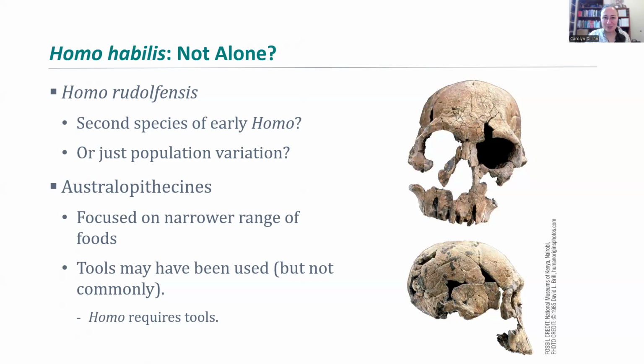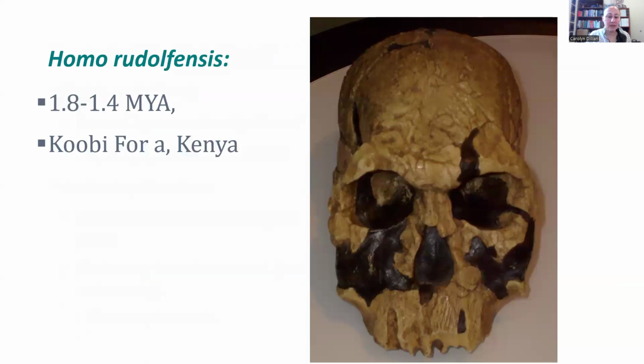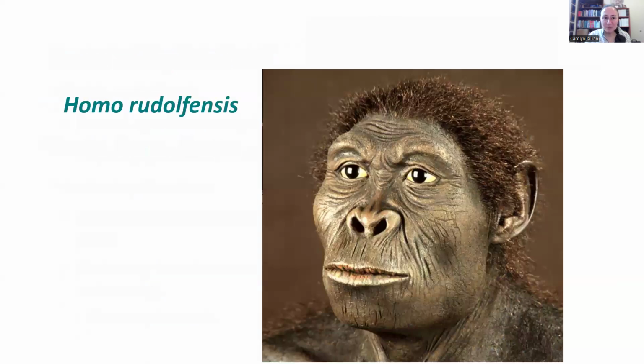The question is, were some of these other genera, the plural of genus, using tools as well? Now, Homo rudolfensis has been clearly dated to between 1.8 and 1.4 million years ago, but data suggests it actually goes back older than that. And this is an image of one of the Homo rudolfensis skulls that was found at Koobi Fora in Kenya. And this is probably what Homo rudolfensis may have looked like. Again, still fairly prognathic, without the large domed forehead like we have, heavy brow ridges, but very much along the line to us.